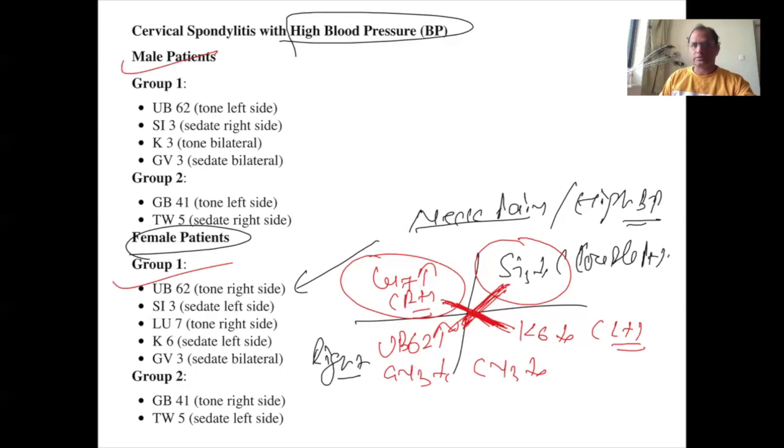Now again, the high BP, neck pain, but now the neck pain is happening a little on the side.